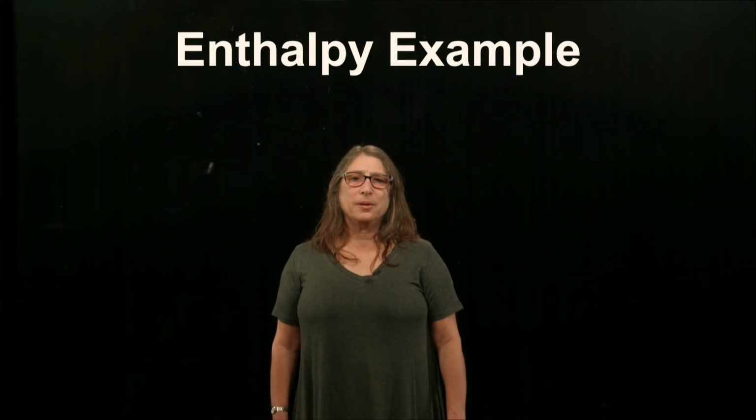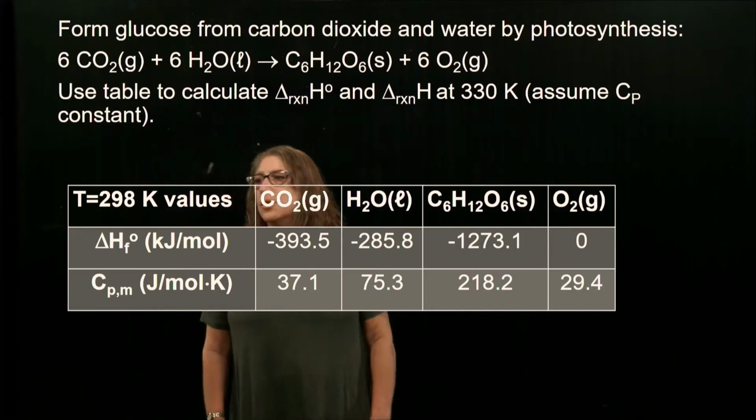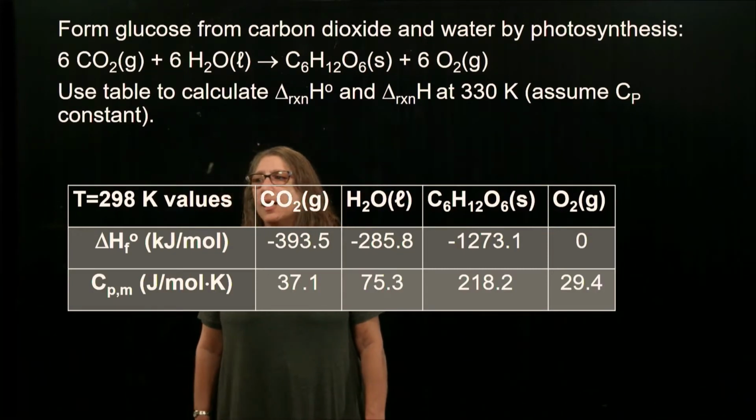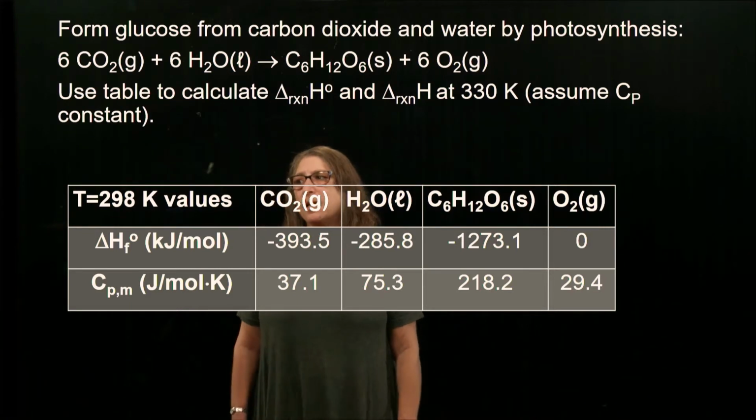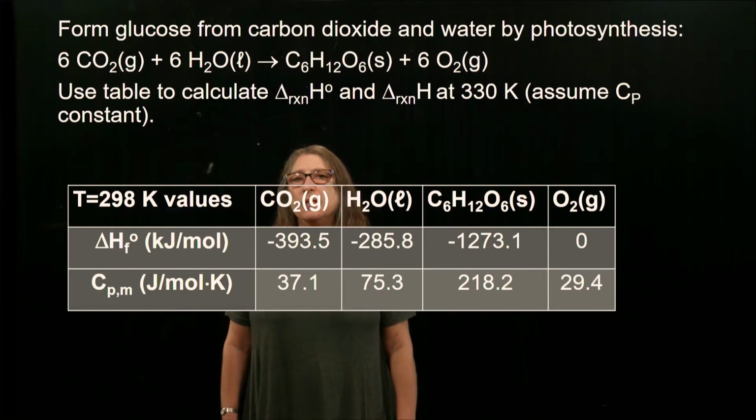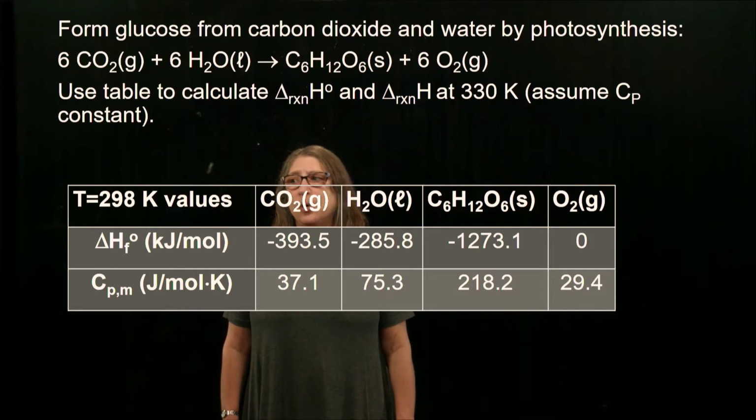This is an example of an enthalpy problem. To form glucose from carbon dioxide and water by photosynthesis, the reaction is 6 carbon dioxide gas molecules and 6 water molecules combined together to make one molecule of glucose, C6H12O6, and that's a solid, and it releases 6 oxygen gas molecules.